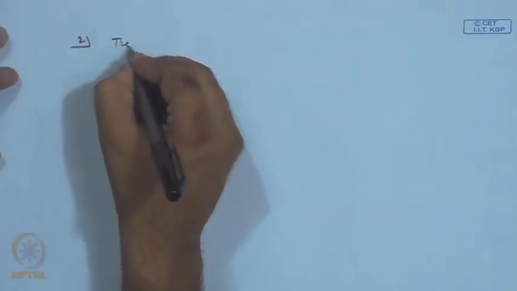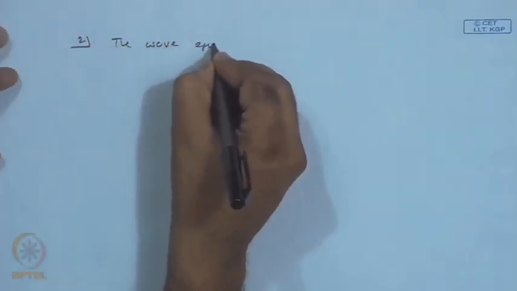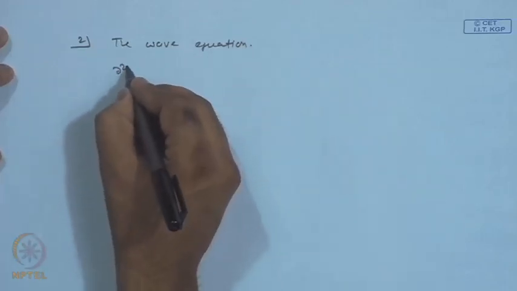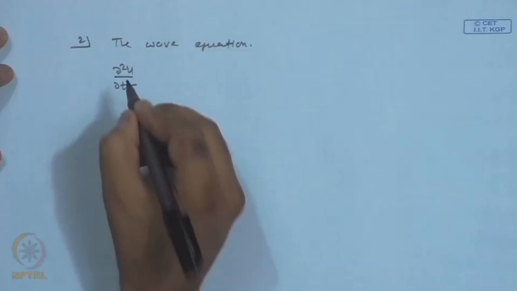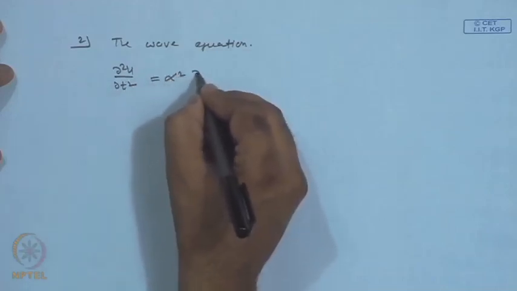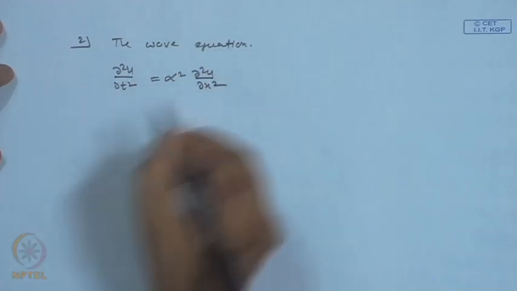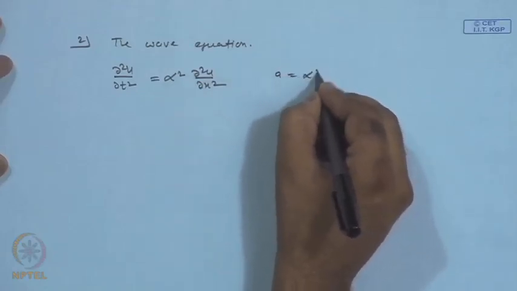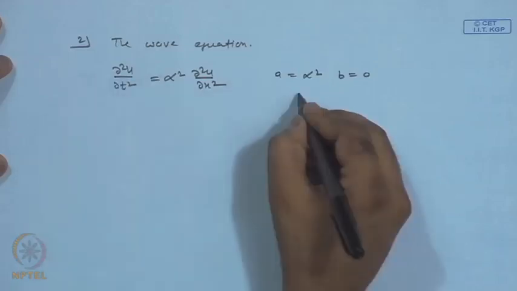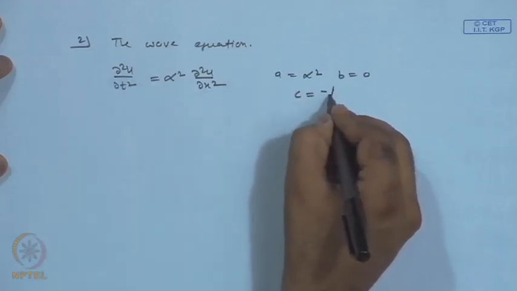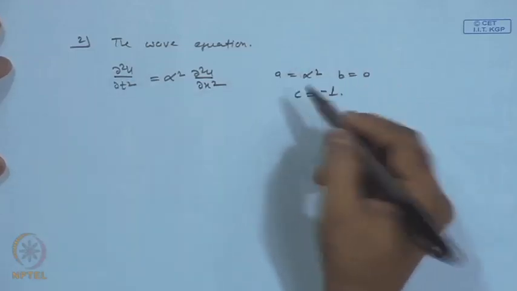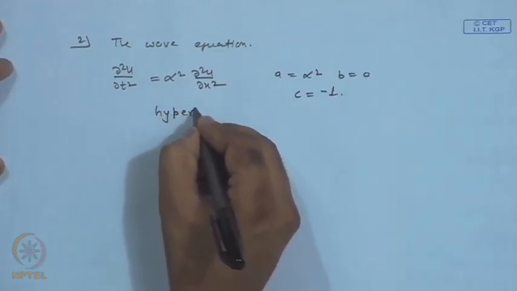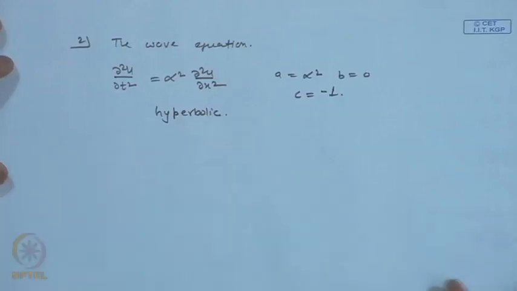We have also the wave equation, and in this case the equation is del 2u over del t square is equal to alpha square del 2u over del x square. In this case a is alpha square, b is 0, and c is minus 1. So, b square minus 4 a c is positive. So, we have a hyperbolic equation.